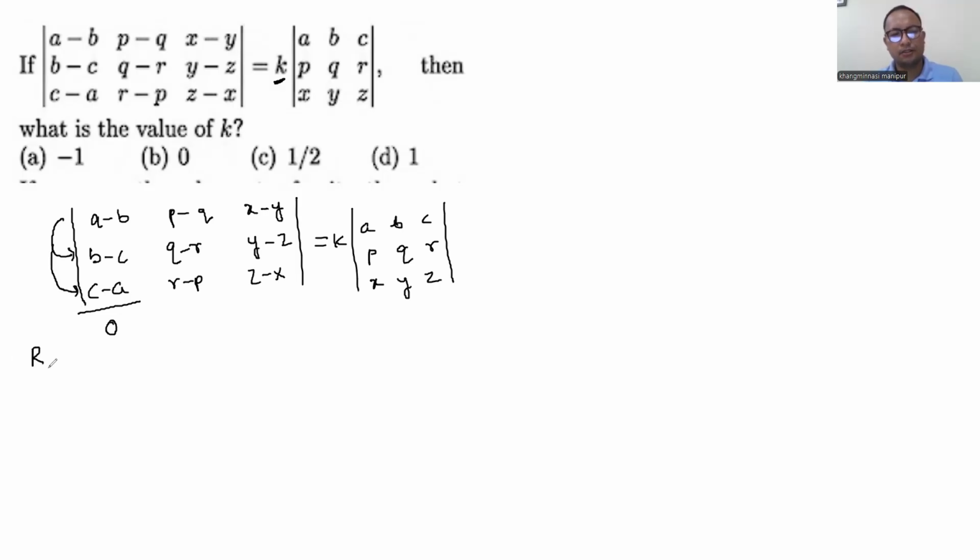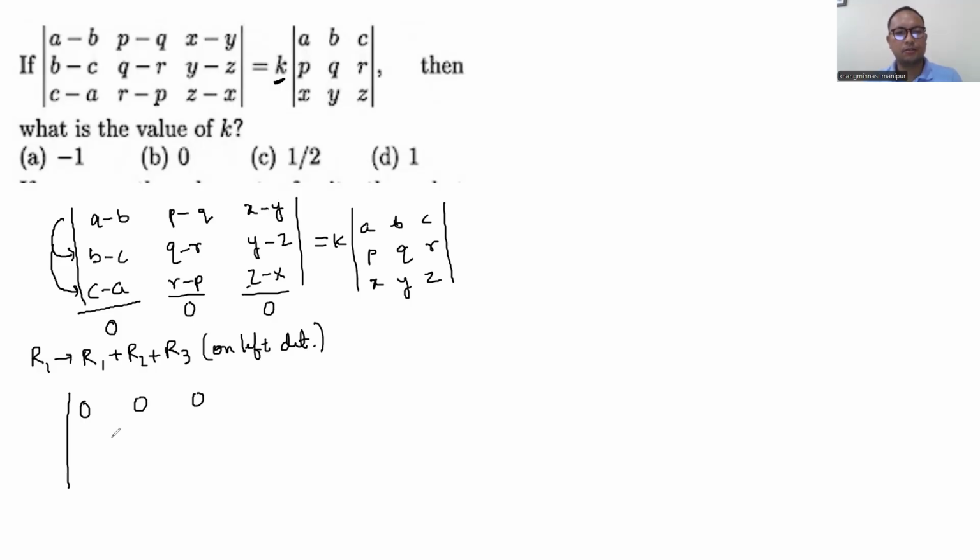So what I'm going to do is that R1 changes to R1 plus R2 plus R3 in the left determinant. If you add all these, the first row will become 0. The other entries, such as B minus A, we are not concerned with.